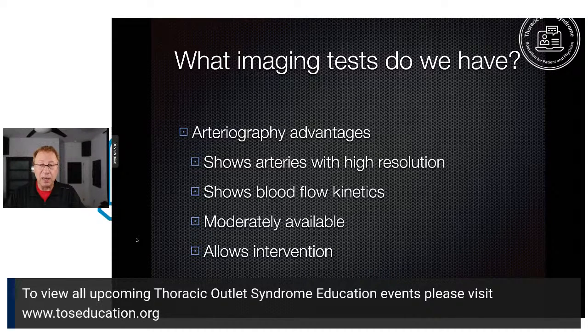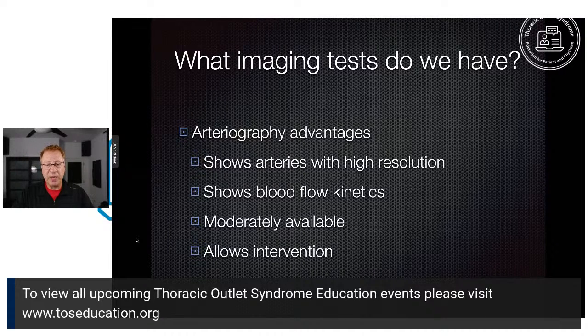And when I say it allows intervention, many of you may have heard of a balloon angioplasty or a stent placement. These are additional interventions that, once you're inside the artery, you can do to fix those arteries. Now, in TOS, that's not nearly as important as you might think, because usually it's not the artery itself that's a problem. In arterial TOS, it's because there's something outside of the artery that's caused damage.